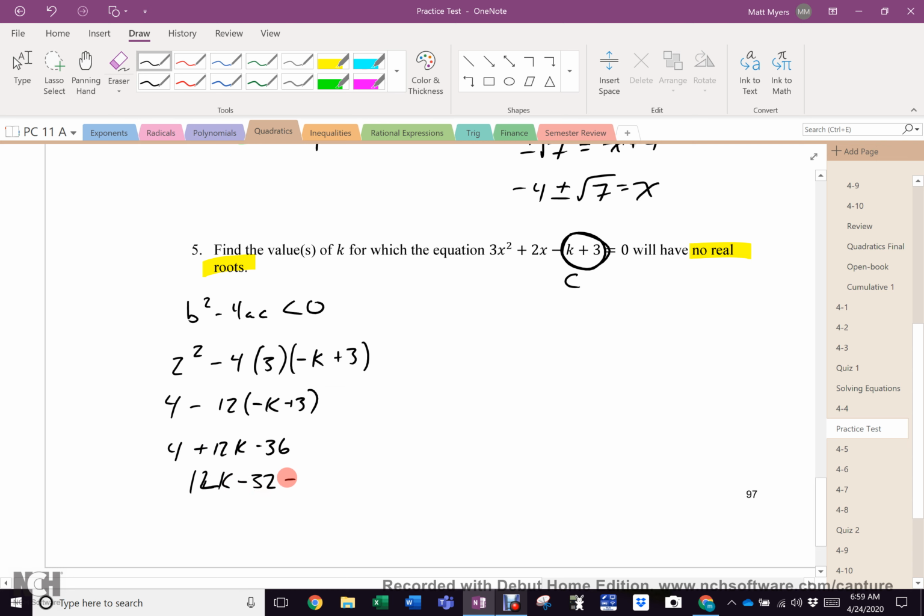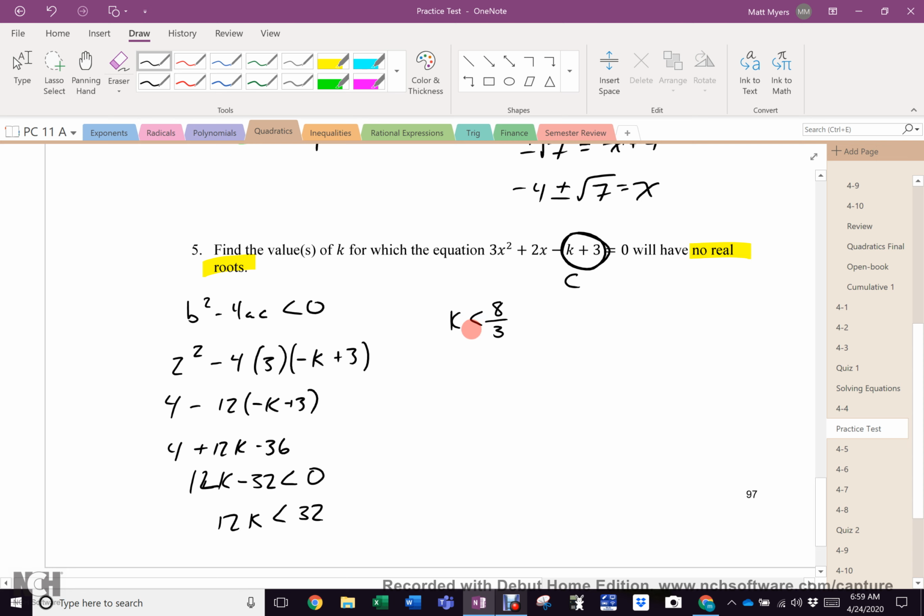So 12k has to, sorry, not equal. 12k has to be less than 0. 12k has to be less than 32. So k has to be less than 8/3.